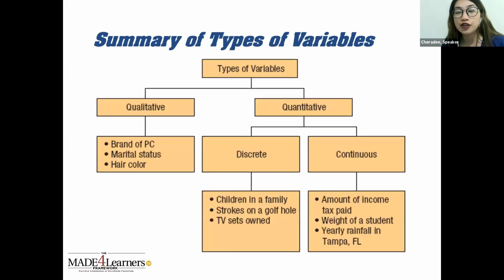So here's a summary of the types of variables. For qualitative, basically it's just purely categories. Quantitative is categorized into two: discrete and continuous. Discrete examples: children in a family, strokes on a golf hole, TV sets that you own. Those are examples of discrete. Continuous: amount of income tax that you have paid, weight of a student, yearly rainfall. This is data from America. So that is a summary of the types of variables.